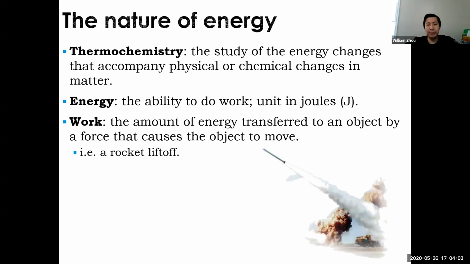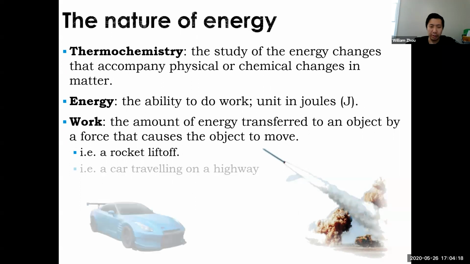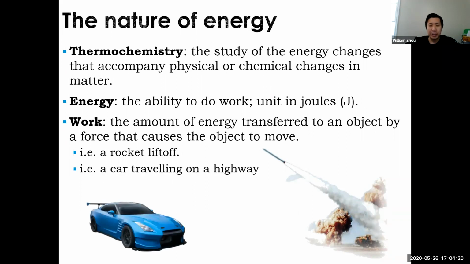An example of work would be a rocket lift off. The fuel is being burned and it produces a lot of energy, and this thrusts the rocket upwards with displacement, so that is work being done. Another example is a car traveling on the highway. The energy is derived from burning fuel again, which converts into kinetic energy, which moves the car forward, doing work. Other examples of work include a cat jumping on a table or you walking, anything that involves movement.